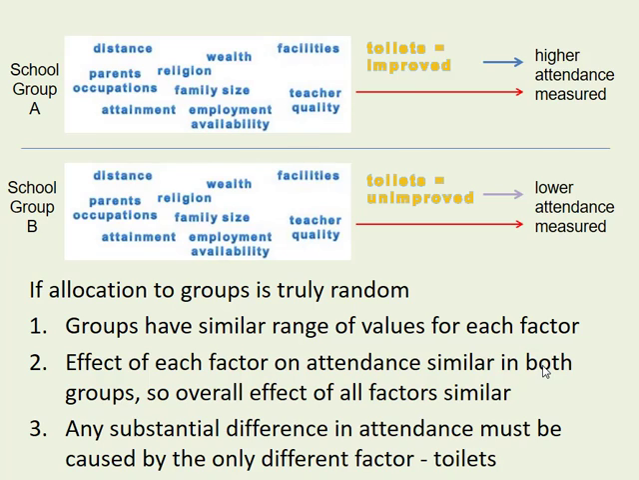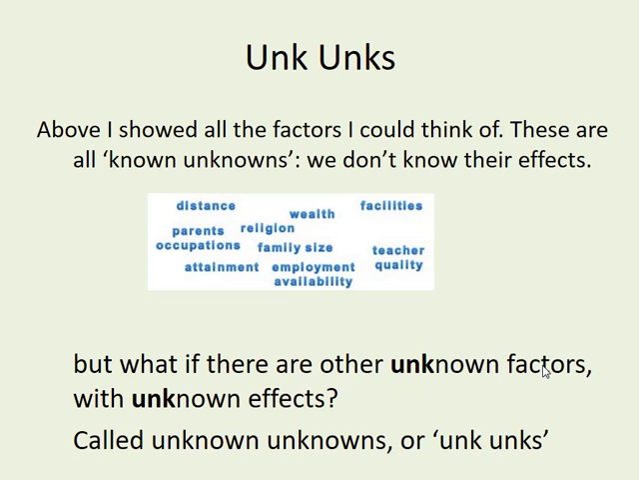Now, before you start celebrating, there's a further problem, which is Unkns. Above I showed all the factors I could think of, and I asked you to think of your own factors beyond this. The problem is, these factors here, and the ones you might have added, they're known unknowns. So we know that there's something called distance from school, and we know that we don't know what the effect of that is. We know we don't know the effect of wealth. We know we don't know the effect of employment availability. But at least we can put some label here and think that no, there's something here we need to measure or estimate. But there could be other things which are completely unknown factors.